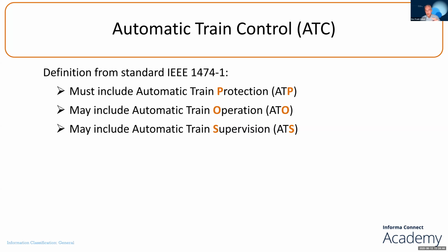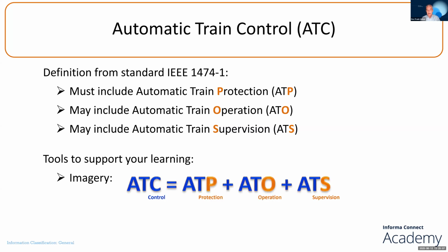So you see that I highlighted some of those letters in a different color. And I want to take this as an example how I use certain tools to improve your learning and your memorization. So one is imagery. So in this case, I turned this text into an equation. ATC equals ATP plus ATO plus ATS. So some people that learn visually may learn easier using this equation than from just reading the text or me talking about it. Another way of helping is explaining the key acronyms.